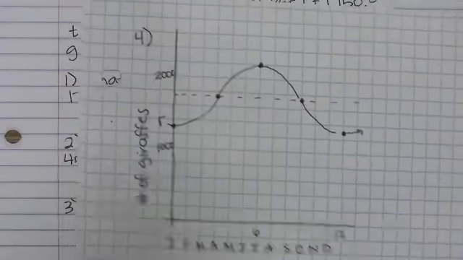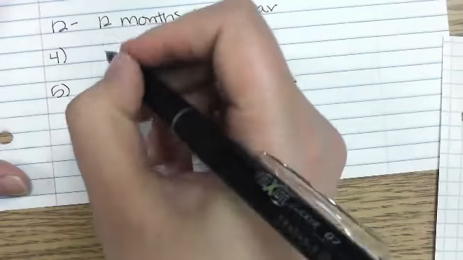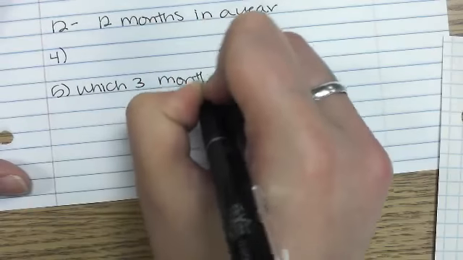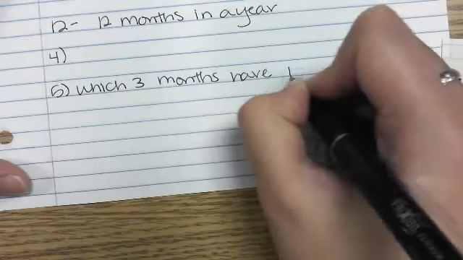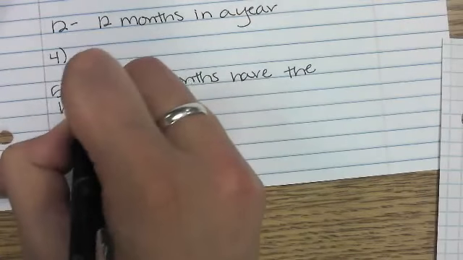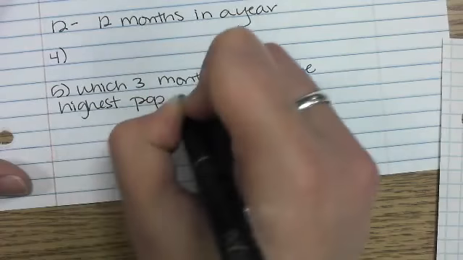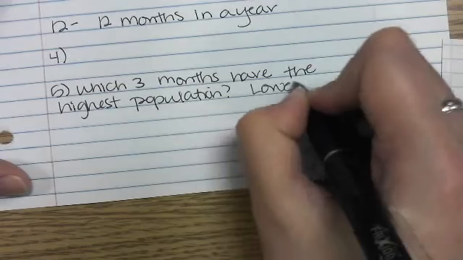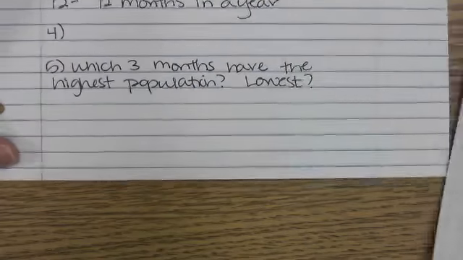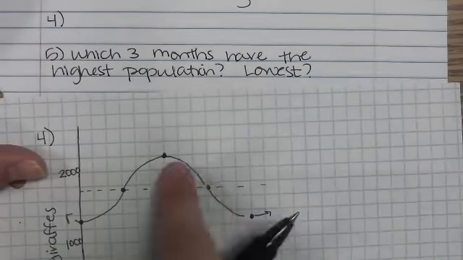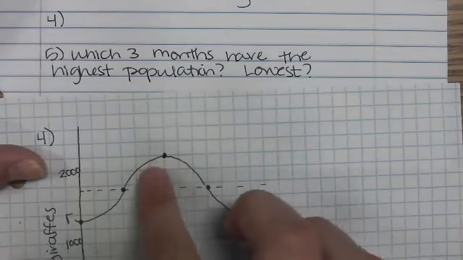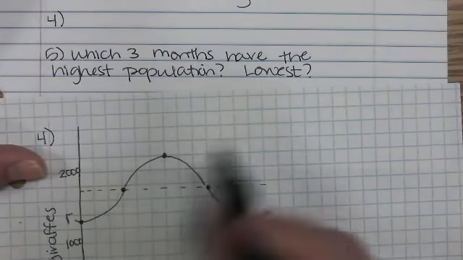The next question we're going to look at is which 3 months have the highest population, and which 3 months have the lowest population. So we can look at the graph for this. The highest population you can see we had July, and then the month before and the month after that. So it'd be June, July, and August would be the highest.